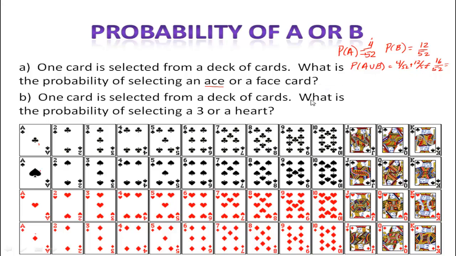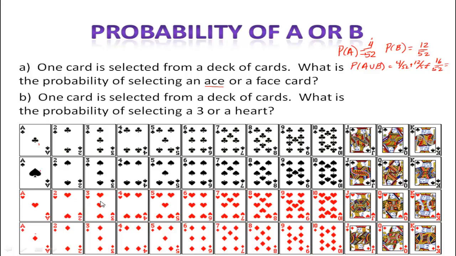Letter B, one card is selected from a deck of cards. What is the probability of selecting a 3 or a heart? Now let's look at these two events. Can these events happen together at once, or are they mutually exclusive? Let's see. If I select a 3, that would mean I'd select any one of these 3s, right? Any of these 4 3s, or a heart. A heart would be any one of these 13 cards here.